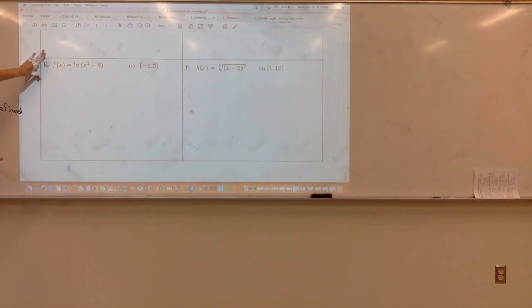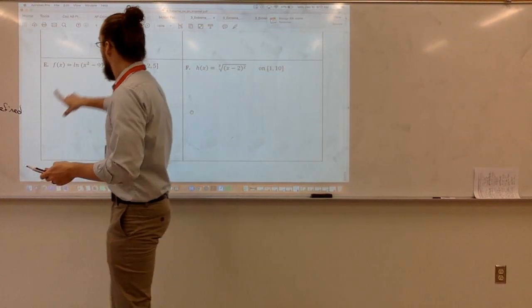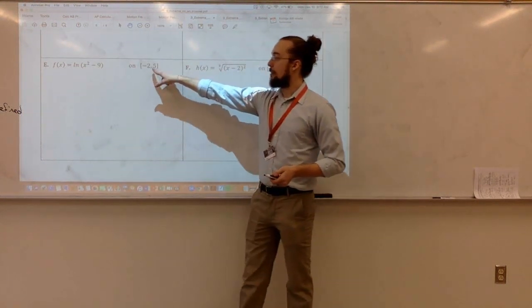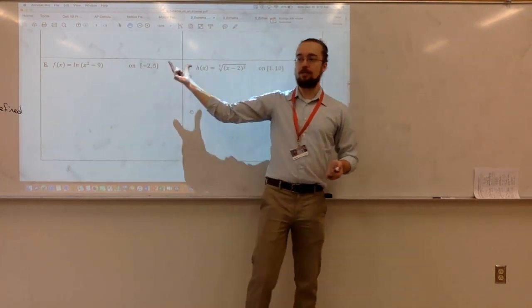Alright, so on E, this is the first time where we need to make sure that we can do the problem. If we think back to our extreme value theorem, in order for the extreme value theorem to hold, what had to be true? Yeah, the function has to be continuous on a closed interval. Is the natural log of x squared minus 9 continuous on this interval?